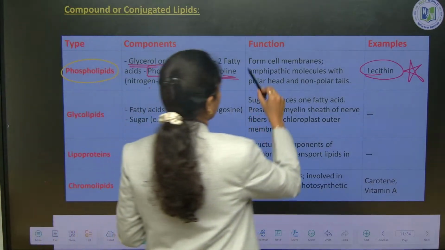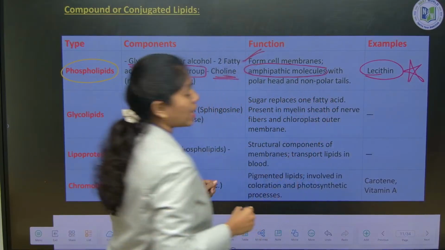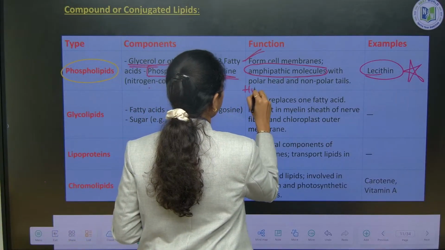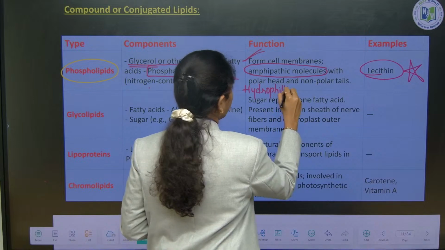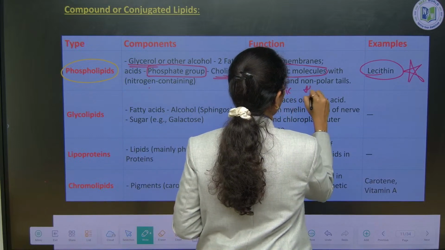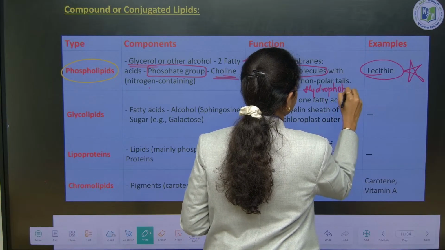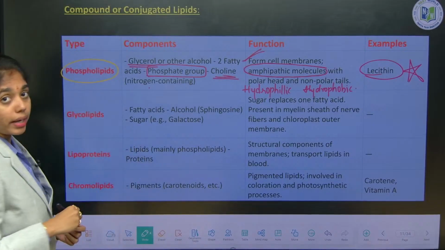Fine, right? Where is this type of conjugated lipid present? They form cell membranes. They are amphipathic molecules which have both a polar hydrophilic head and non-polar hydrophobic tails. Polar hydrophilic head and non-polar hydrophobic tails.